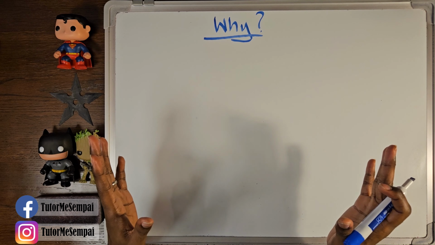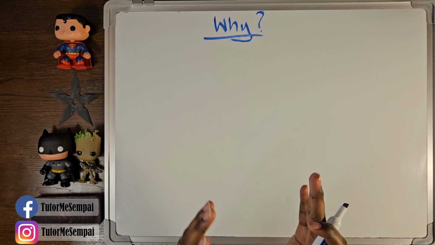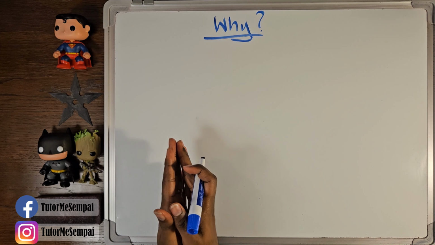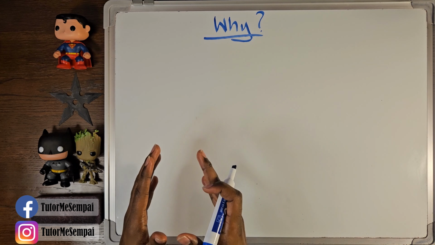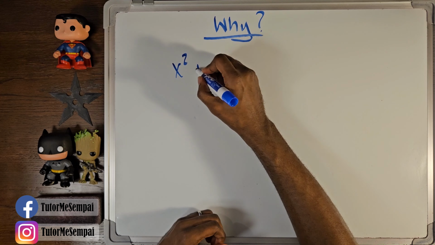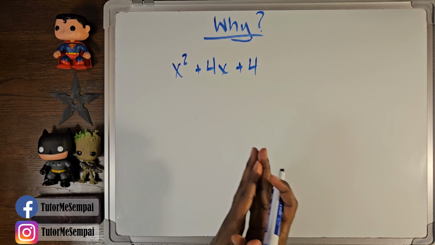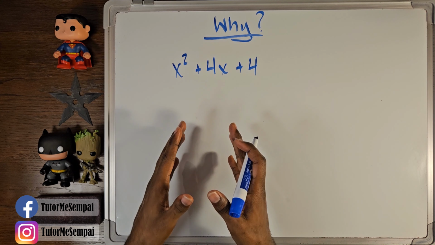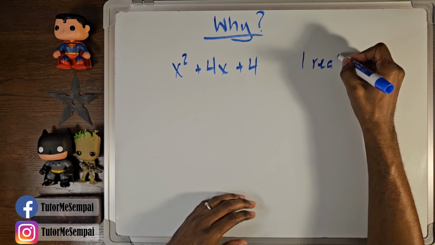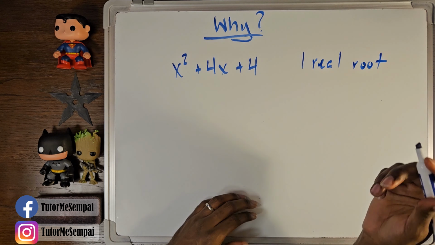Now, if you haven't seen my previous video on the nature of roots, you can find it right up here. But in that video, we talked about where the discriminant comes from. Now we know that it comes from the quadratic formula. So let's assume we have this quadratic here, x squared plus 4x plus 4. Now, we can plug this directly into the discriminant, and if we were to do that, we would know that this has one real root. By plugging it into the discriminant, this tells us we have one real root.